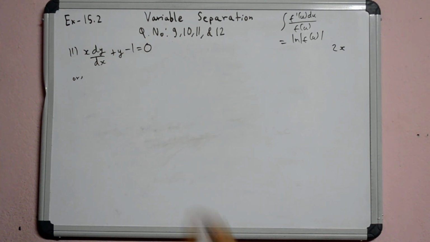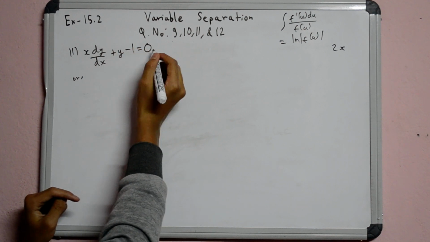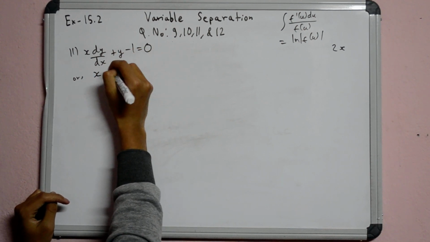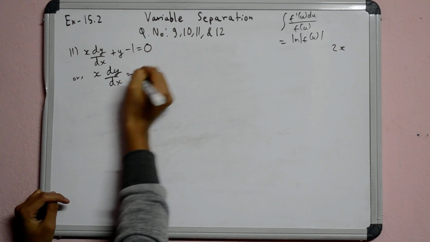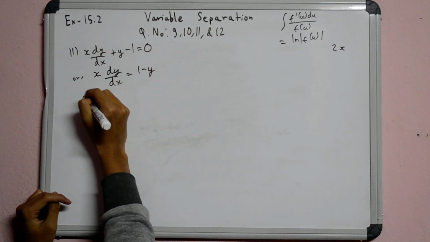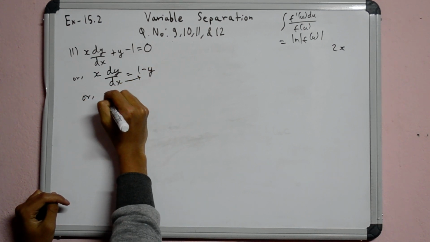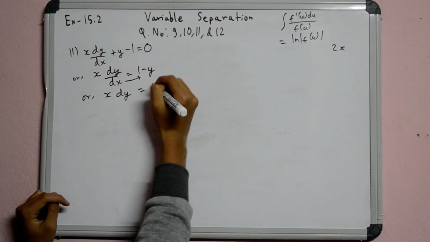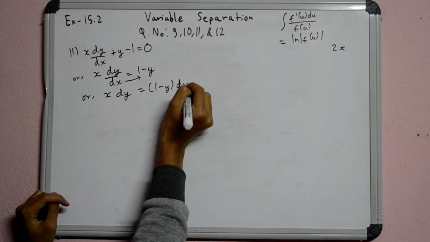So what we can do is first put this y minus 1 to the right hand side, so we get x dy by dx is equals to 1 minus y, and then in the next step we can put the dx over here, so this becomes x dy equals to 1 minus y dx.